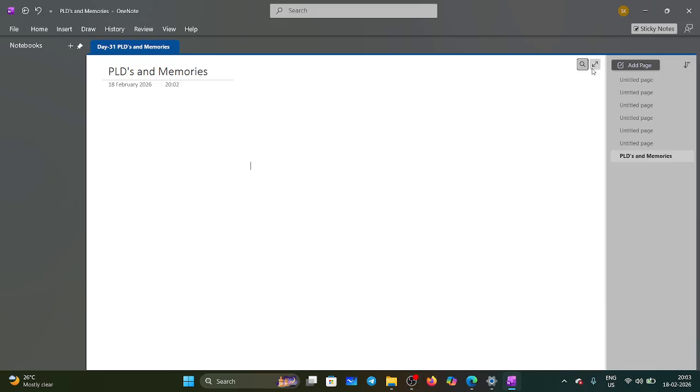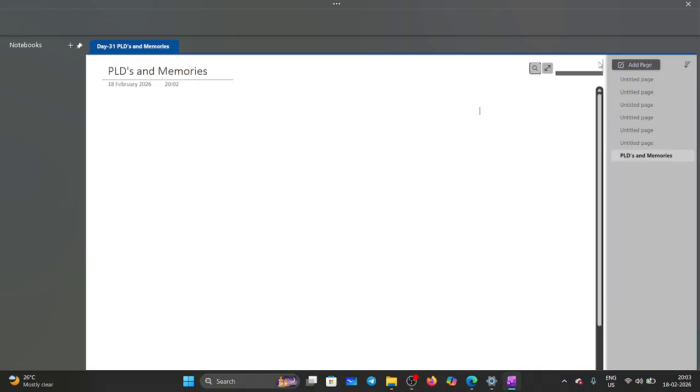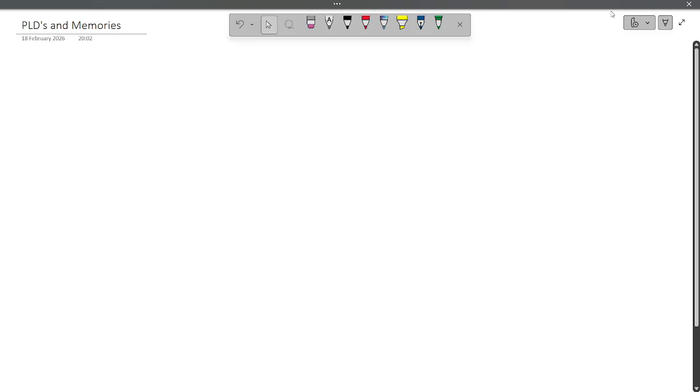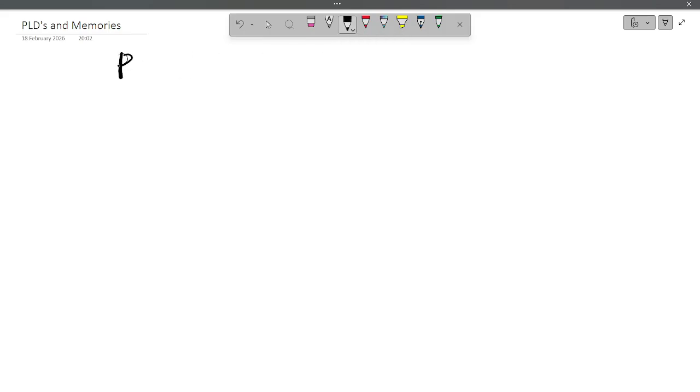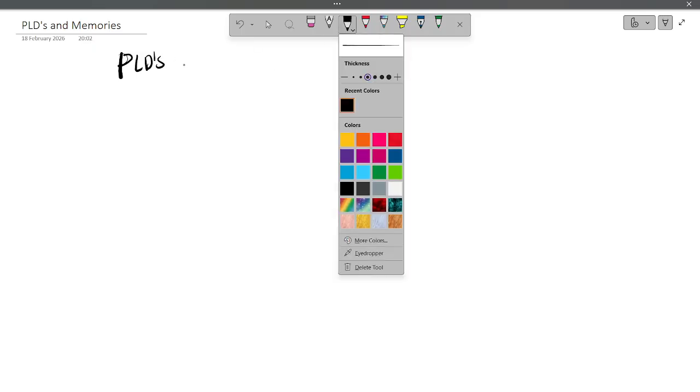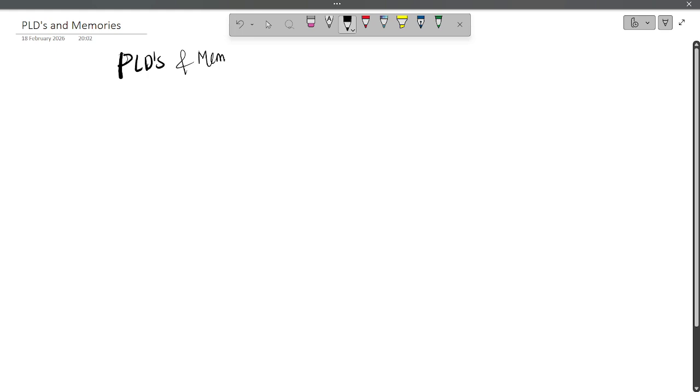So today we'll start with one more last topic, that is PLDs and memories. First we'll see the programmable logic devices.